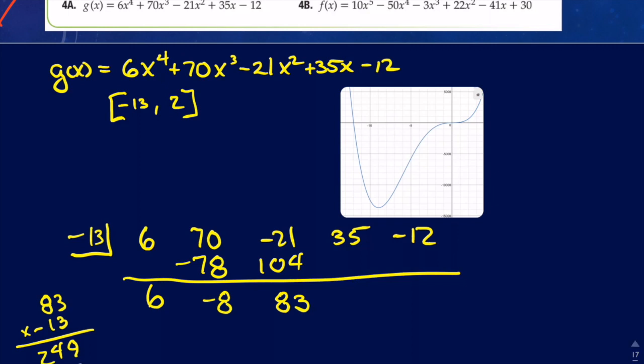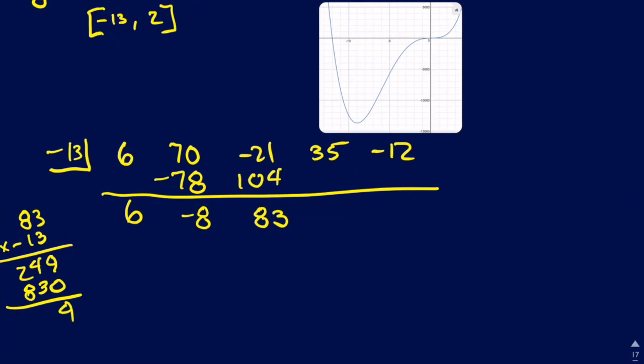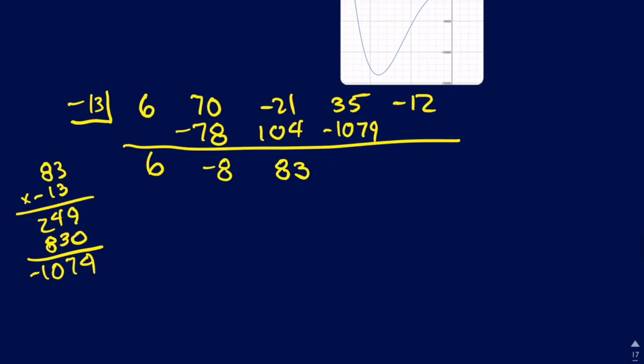0, 3, 8. And we're going to add those together, and we get 9. 4 plus 3 is 7. And 2 plus 8 is 10. And so that's a negative 1,079. We have to add that to 35. So 35, and that ends up being negative 1,044.